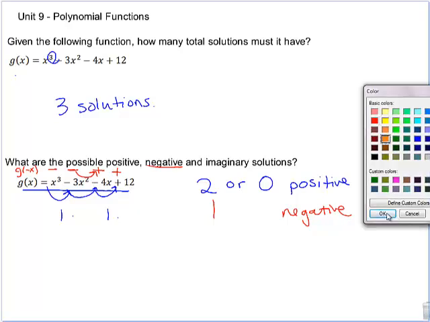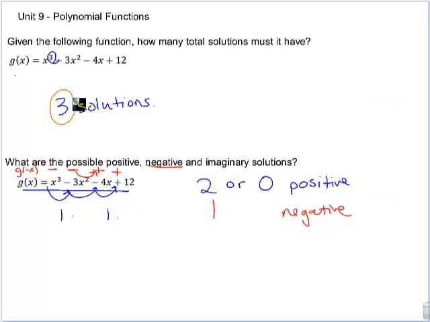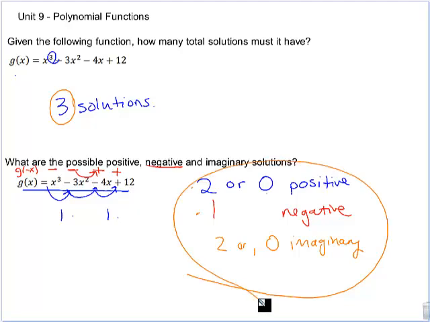And then we know that we need a total of 3 solutions. So if we have 2 positives and 1 negative solution, that means we have 0 imaginary. However, we could have 0 positive solutions and 1 negative, which would leave us with 2 imaginary. So those are our possible solutions that we could have.